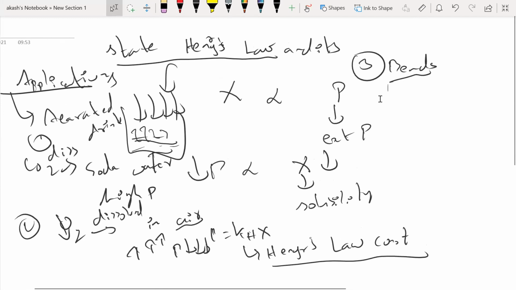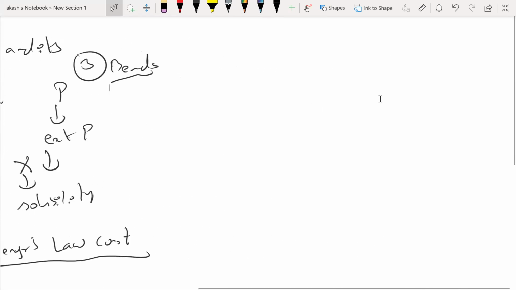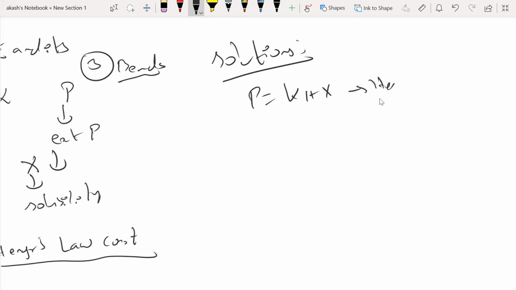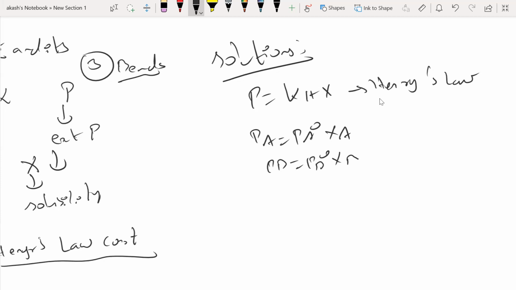Right. Okay. So that's about Henry's law and how the application goes. And people, you can remember all the formulas relating to your solutions chapter. First is P is equal to KH into X, Henry's law. And then I have Raoult's law. Raoult's law is PA is equal to PA not XA, PB is equal to PB not XB, and P total is PA plus PB. This comes from Raoult's law. And then I have only one more thing, that is your Dalton's law of partial pressures.